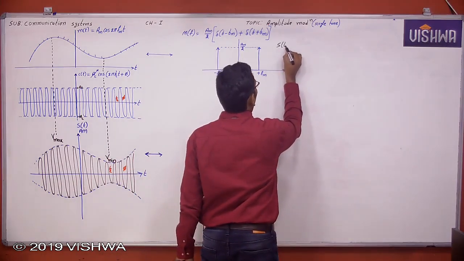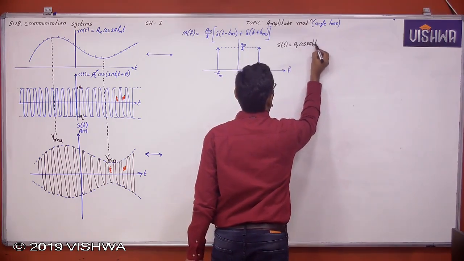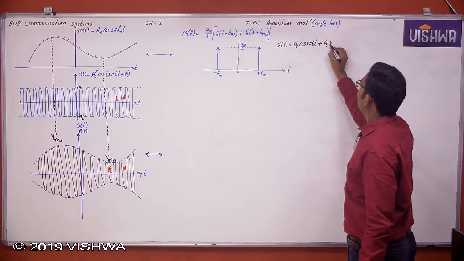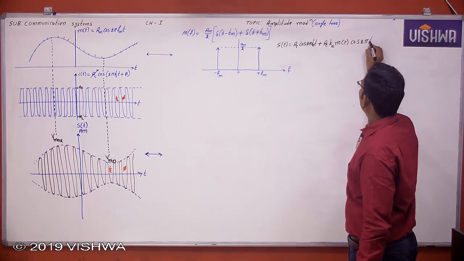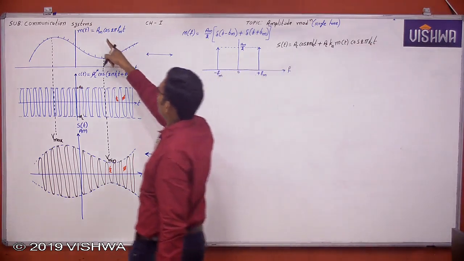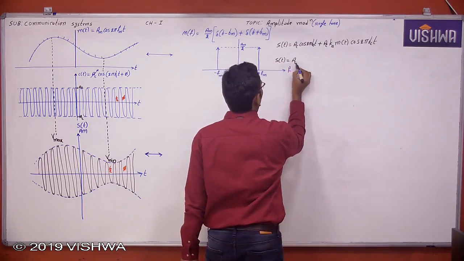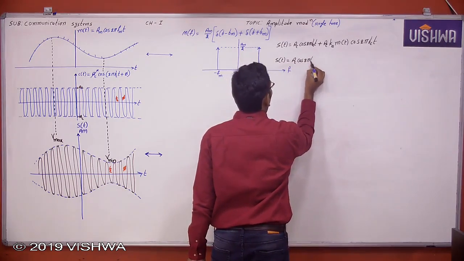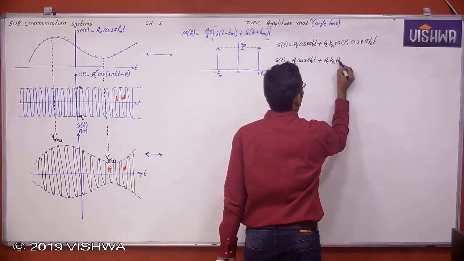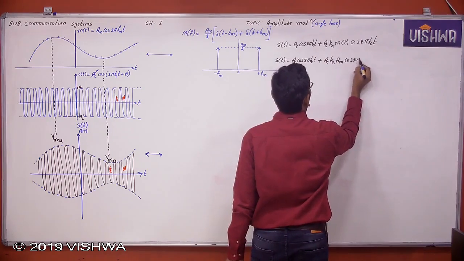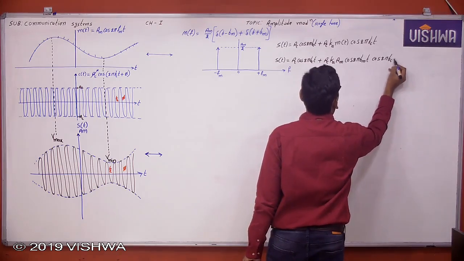S of t is equal to Ac cos 2 pi fc t plus Ac Ka m of t into cos 2 pi fc t. What is m of t? m of t is nothing but Am cos 2 pi fm t. Therefore, S of t is equal to Ac cos 2 pi fc t plus Ac Ka. What is m of t? Am cos 2 pi fm t into cos 2 pi fc t.